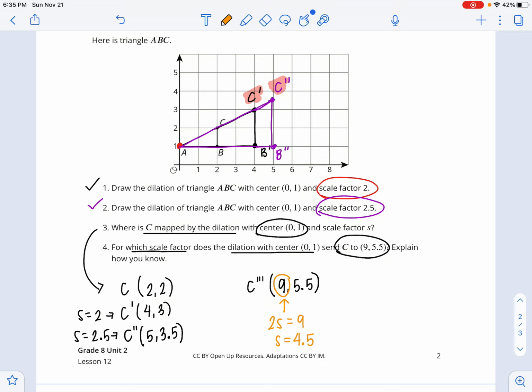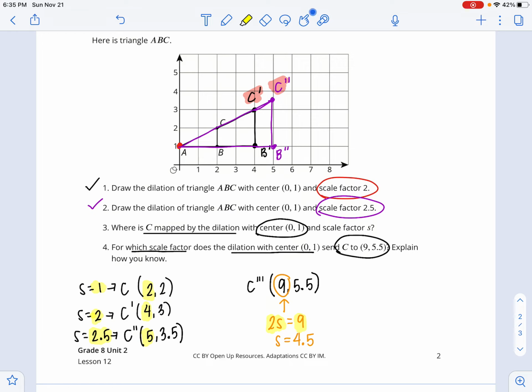Or not always, the scale factor is 4.5 in this case of question 4, because we know we can always multiply 2 times the scale factor to produce the x-coordinate. Just like here, 2.5 times 2 is 5, 2 times 2 is 4, and in this first example, the original shape, we could even say that the scale factor was 1. And so 1 times 2 is 2. We can always multiply that scale factor times 2 to tell us the x-coordinate.